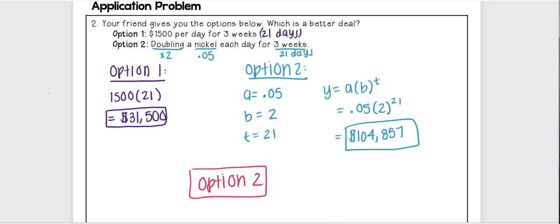Where option 1, it may sound like the better deal to start off with, because you're starting with $1,500 and you're getting that every single day. But in the long run, that exponential growth is going to quickly catch up to a linear growth, where it's going to be the better deal.